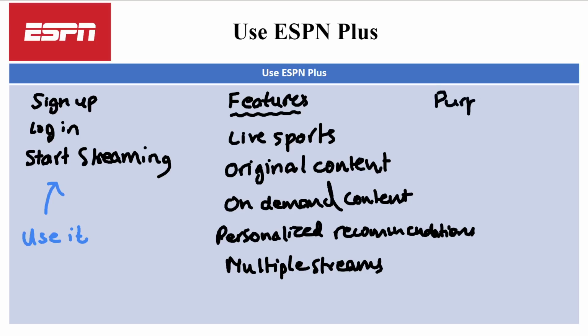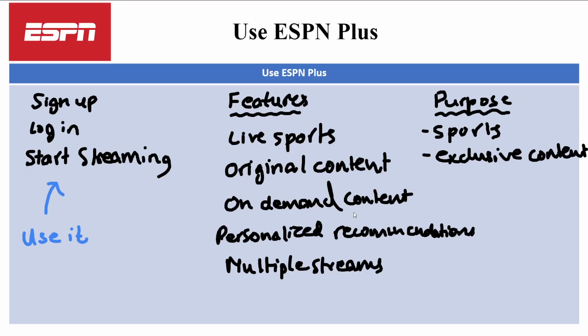Alright, now let's look at the purpose of ESPN Plus. Now this is similar to features, but it does have some extra key points we're going to look at. The first one is to offer a wider range of sports. ESPN Plus expands the sports coverage beyond traditional cable television. Then we have providing exclusive content. The service offers original programming and live events that are not available on other platforms.